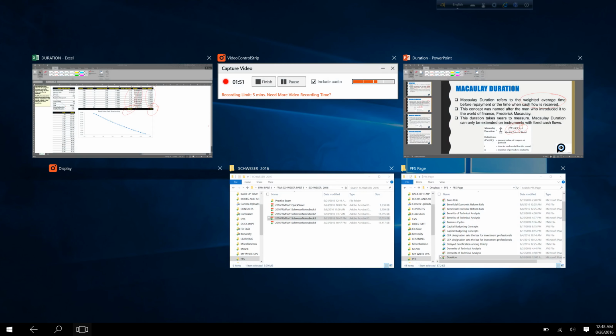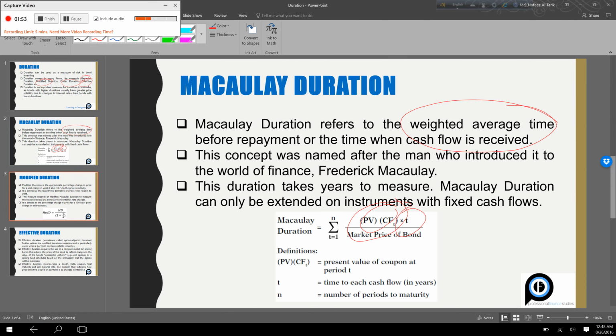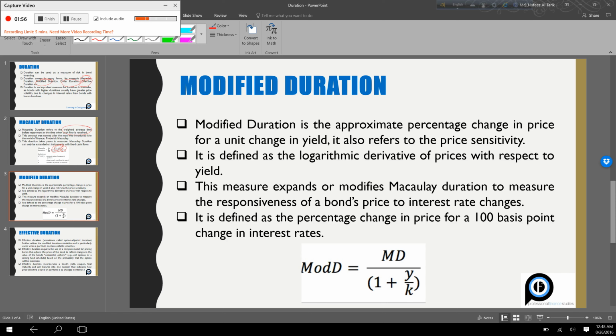On the other hand, the modified duration is the Macaulay duration divided by 1 plus yield divided by k. K is the frequency of the coupon. If there is an annual coupon, then k is 1. If there is a semi-annual coupon, then k is 2. Modified duration measures the approximate percentage change in price for one unit change in yield. For example, if the interest rate changes by 100 basis points, how much will the bond price change in terms of percentage price change.